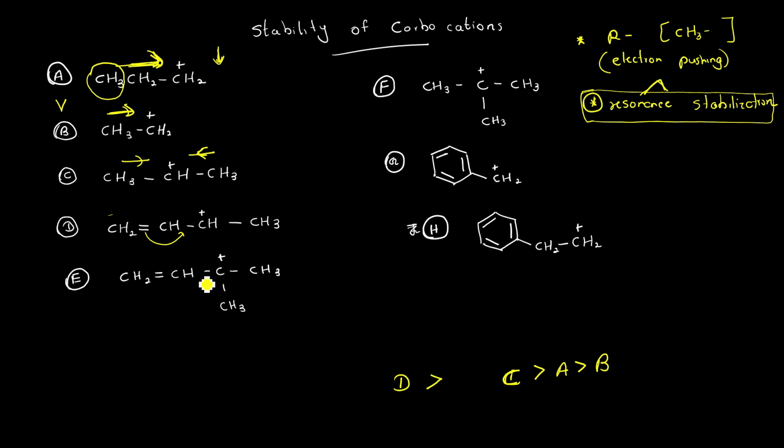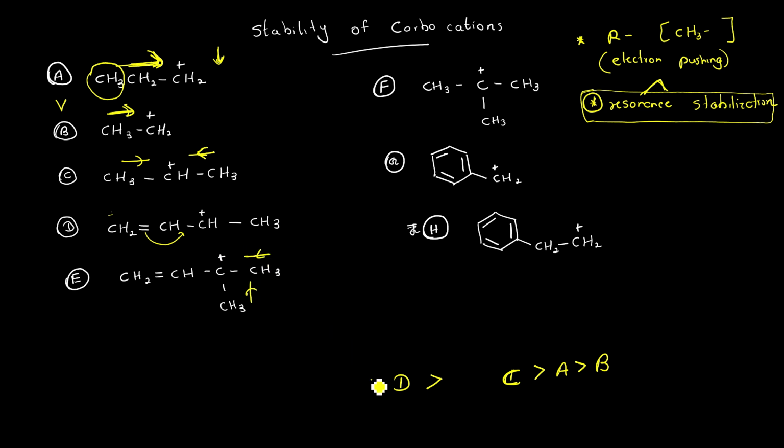Now let's look at E. You can see E is the same as D, but there are 2 additional CH3 groups. So in addition to the resonance structures, there is an inductive effect too, which makes this much more stabilized than this one.